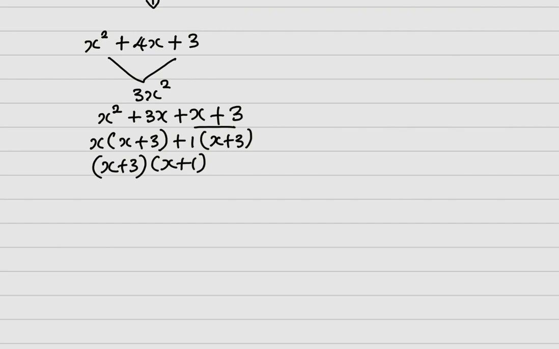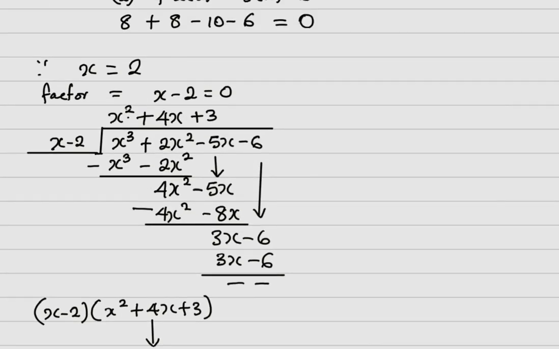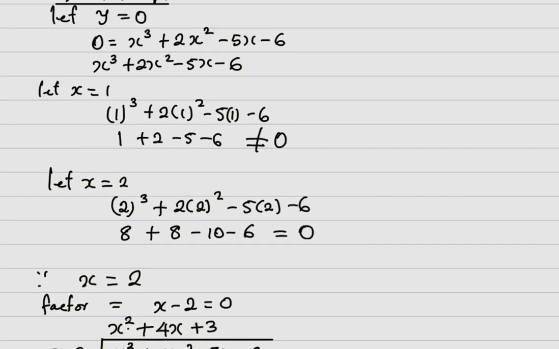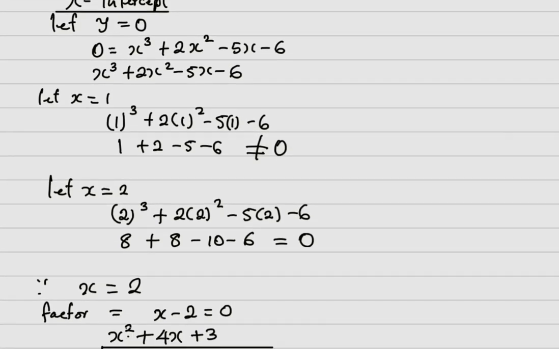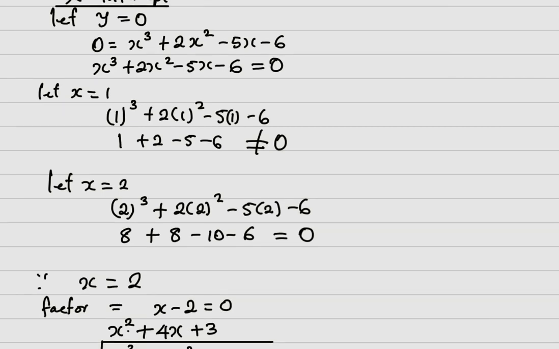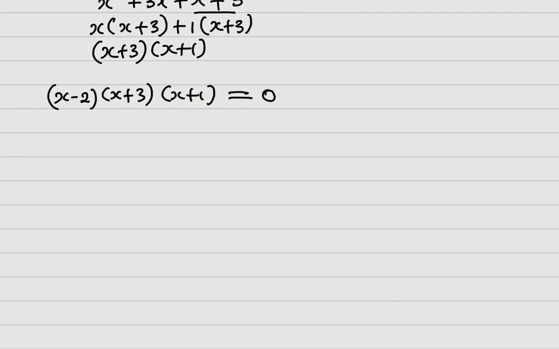So I've succeeded in writing and factorizing completely the equation. So I have x minus 2, I have x plus 3, then I have x plus 1. Remember, everything here is equal to 0, because from the beginning we are solving the equation where y is equal to 0. Let me write it so that you will not have issue with that.